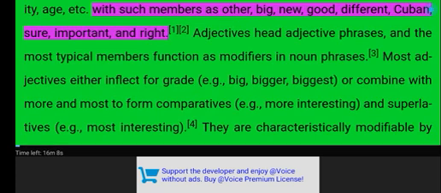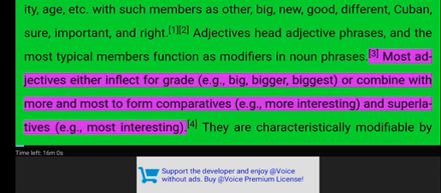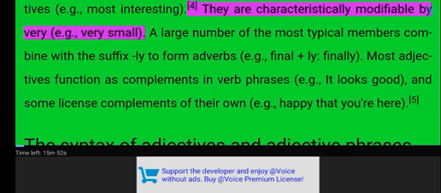With such members as other, big, new, good, different, Cuban, sure, important, and right. Adjectives head adjective phrases, and the most typical members function as modifiers in noun phrases. Most adjectives either inflect for grade, e.g., big, bigger, biggest, or combine with more and most to form comparatives, e.g., more interesting, and superlatives, e.g., most interesting. They are characteristically modifiable by very, e.g., very small.